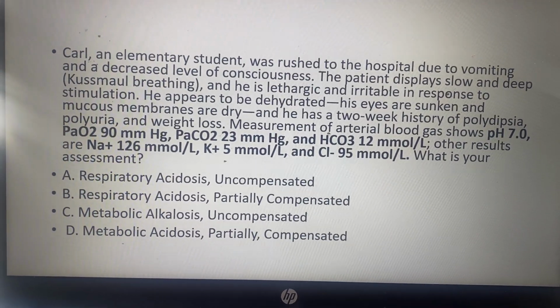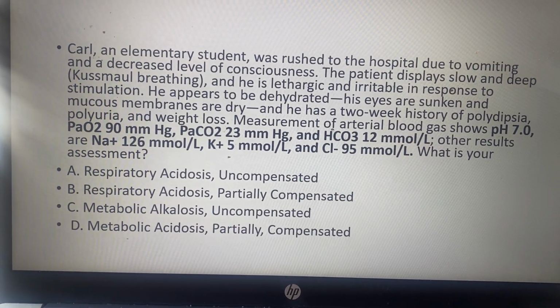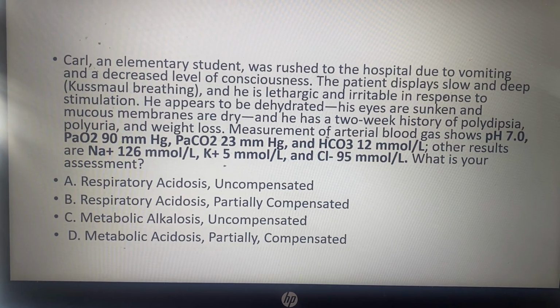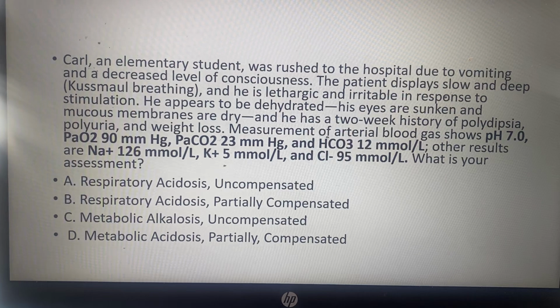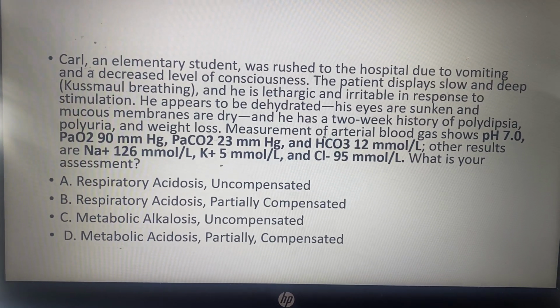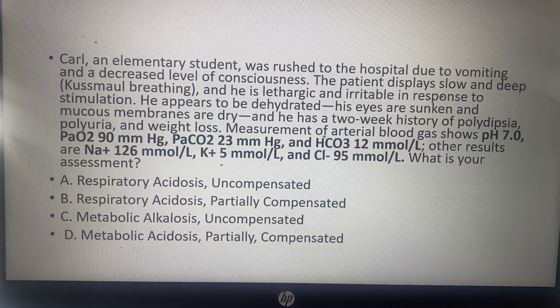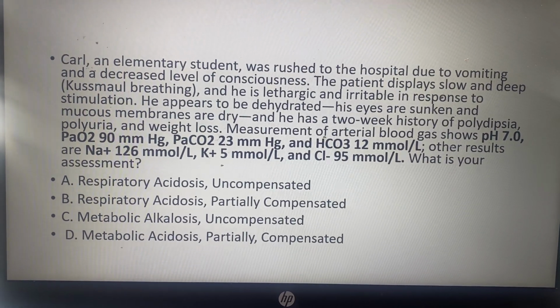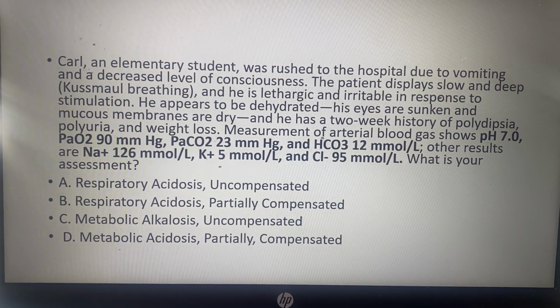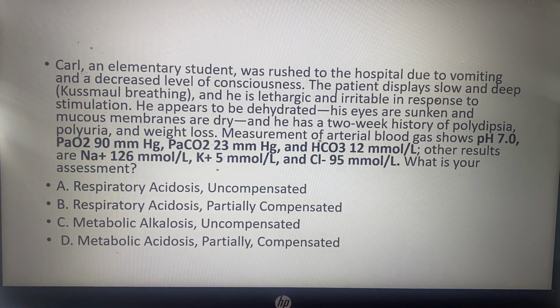What is your assessment? In this question, we have someone that's come in, and there are some keywords in here, you guys. He's an elementary student, vomiting, decreased level of consciousness. Always want to keep those in your keywords. Kussmaul breathing, lethargic, irritable, polyuria, polydipsia, and weight loss. So you want to get an idea of what this sounds like to you, because that's going to help you figure out what's going on.